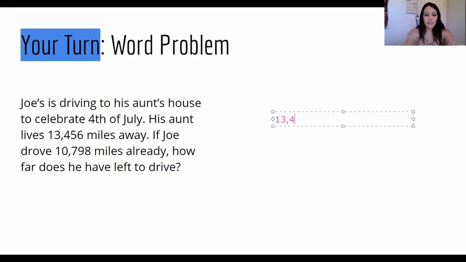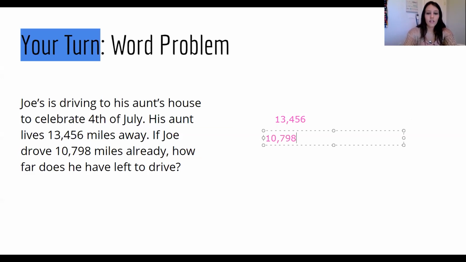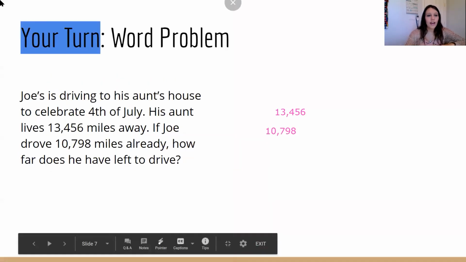So I'm going to type in that. And then what we're going to do is we're going to subtract from this 10,798, just like so. Oops, sorry guys, we got to go back one.